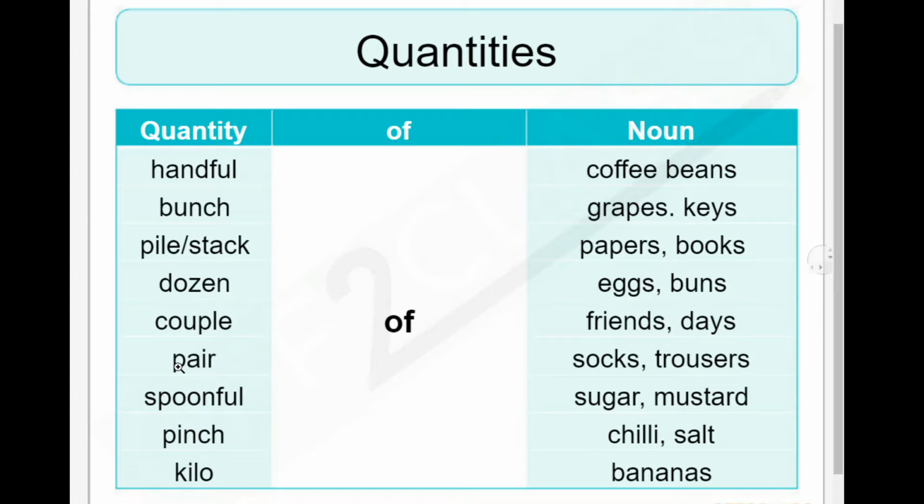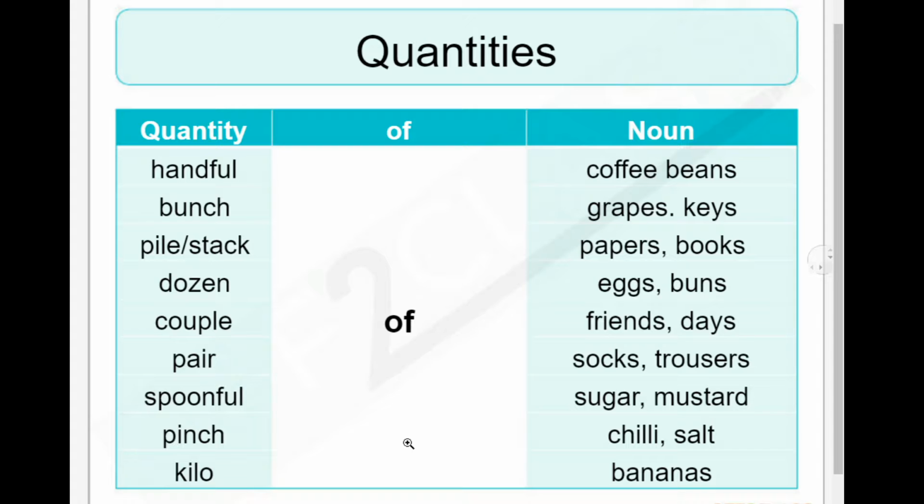A pair, which means two. A pair of socks or trousers. Please repeat it. A pair of socks or trousers. A spoonful of sugar or mustard. Sugar or mustard. Please repeat.